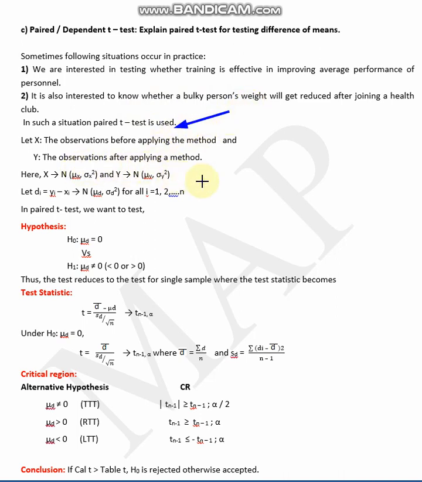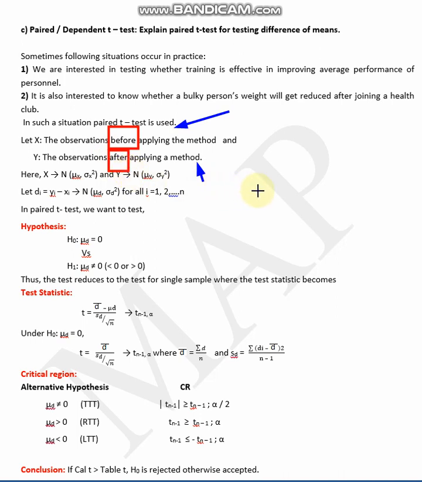And what about this Y? Y is nothing but the observations after applying the method. That means a month's training should be given, and then the observations are recorded. Or a person who wants to reduce his weight: whether the weight is reduced or not after a month of joining the health club. That is my Y observations. So X observations are before applying the method and Y observations are after applying the method.